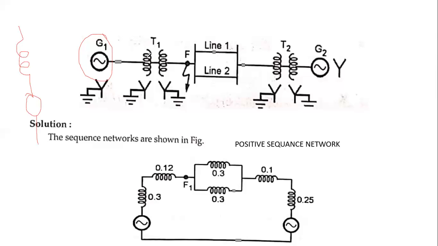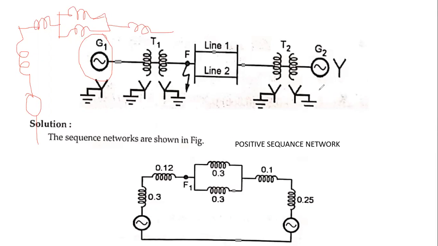Next, what is the equivalent diagram for the transformer in positive sequence? That is only the reactance. Next, we have the transmission lines, which are connected in parallel. What is the positive sequence equivalent for transmission line 1? That is also only the reactance. Similarly, transmission line 2 is also a reactance. After that we connect the transformer, and its equivalent is only a reactance.